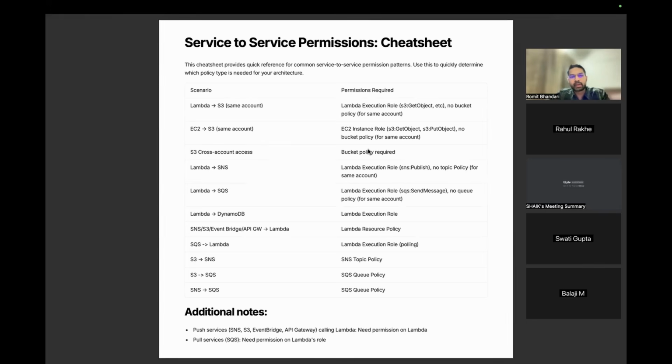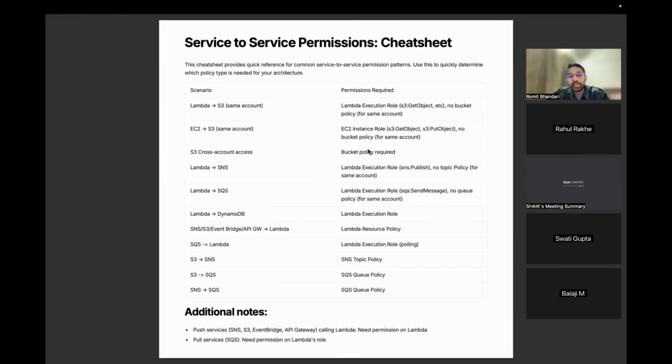So let's say Lambda trying to access S3 in the same account. It's an outbound access, we just talked about it. So you need a Lambda execution role with whatever action you want to do. Here you don't require a separate bucket policy. Please remember that. In the same account, you don't require a separate bucket policy on S3. Only the identity policy for Lambda which is there is sufficient. Whatever execution role, whatever policy is attached to that role is sufficient, providing the access to that S3.